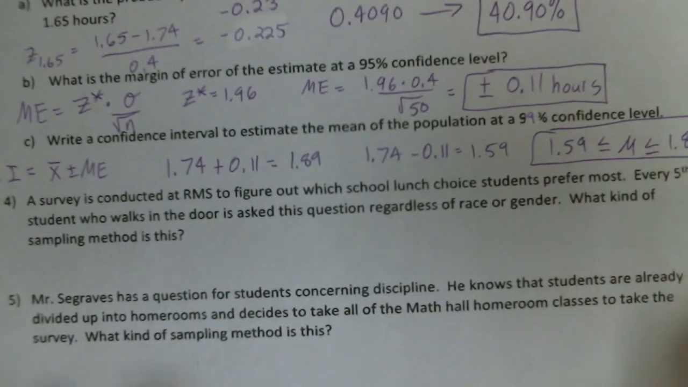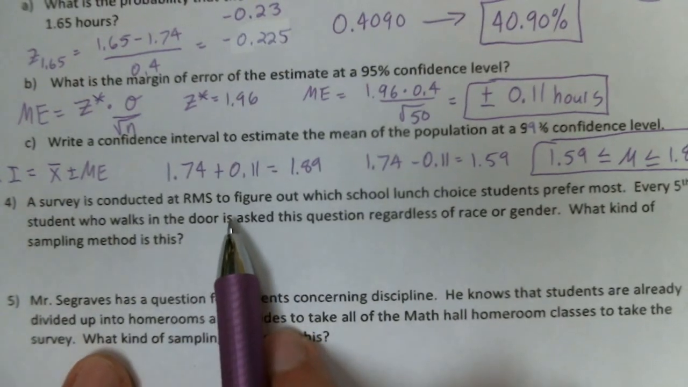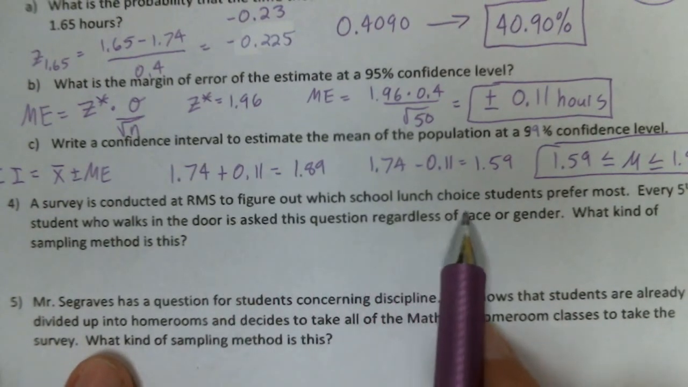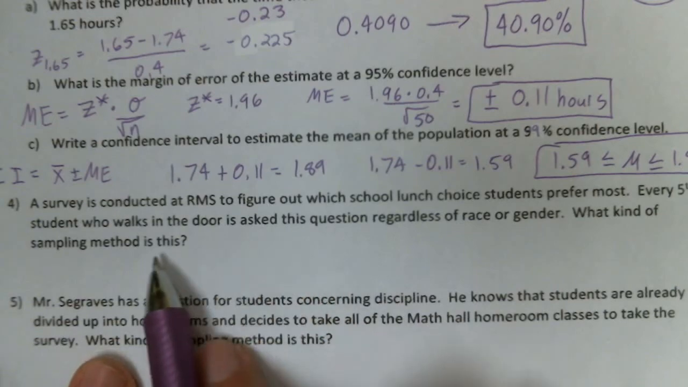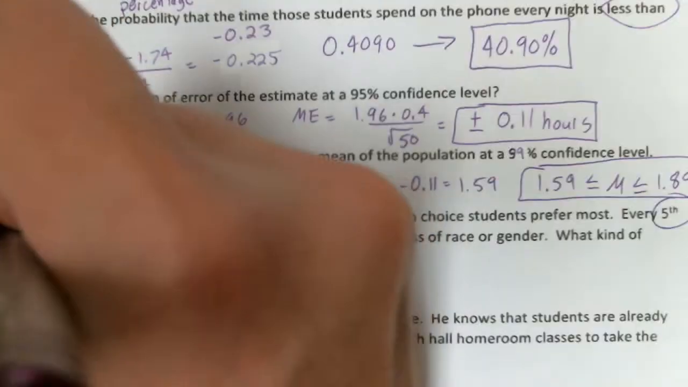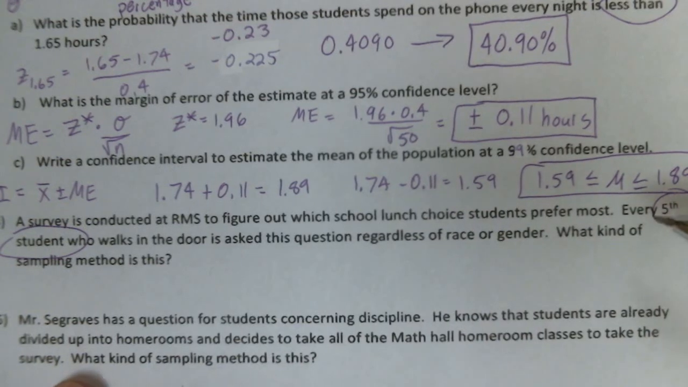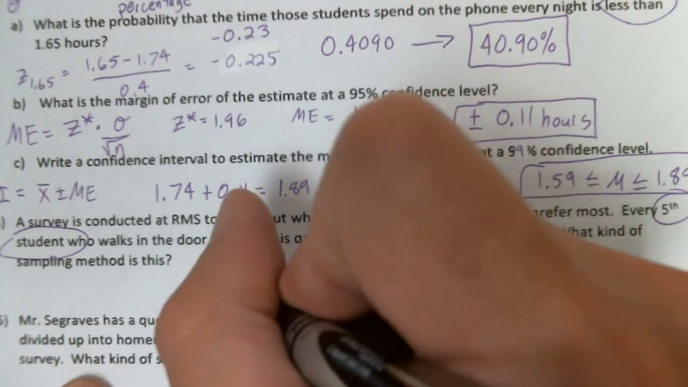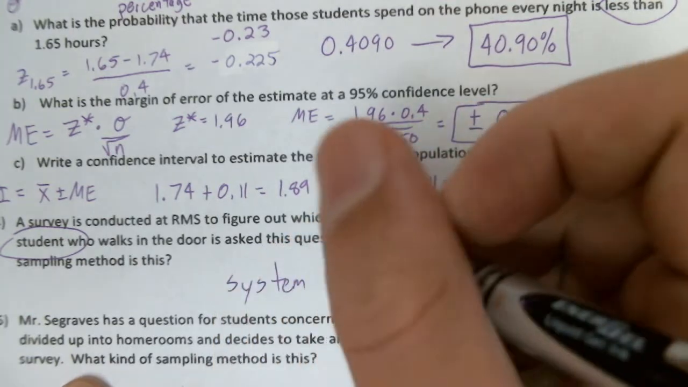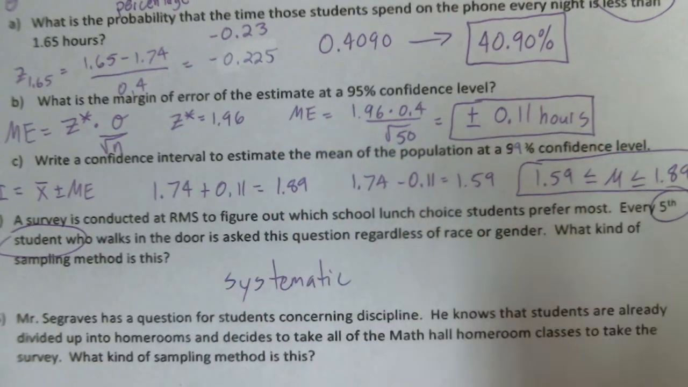All right, so let's look at number 4. A survey is conducted at Riverside Middle to figure out which school lunch choice students prefer. Every 5th student, well, there you go. That's a dead giveaway. Every 5th student who walks in the doors is asked a question regardless of race or gender, and that's going to be systematic. Every 10th one, every 5th one.